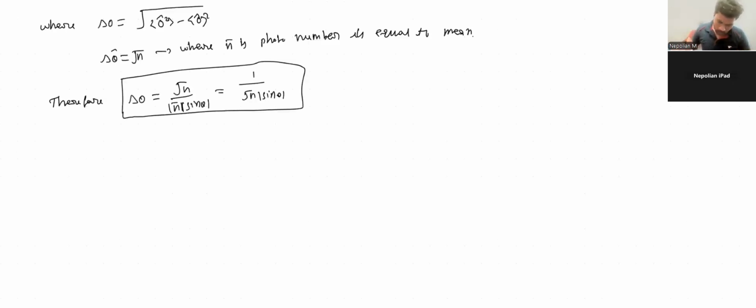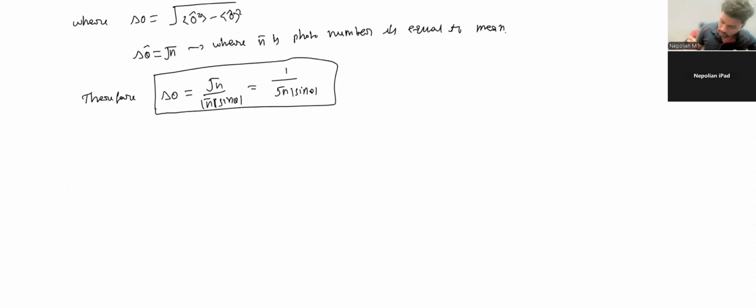Here the minimum uncertainty we got is at theta equal to an odd multiple of pi by 2, like 1, 3 and 5. It gives the minimum phase uncertainty. So that should be the theta minimum. This gives delta theta minimum equal to 1 by root n.